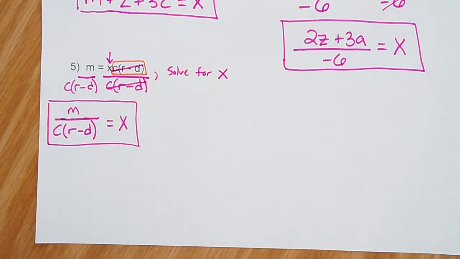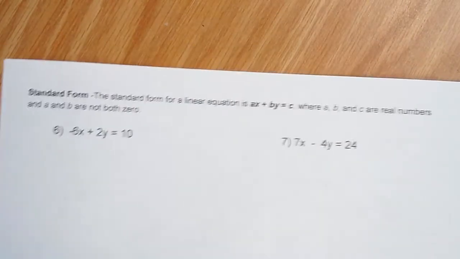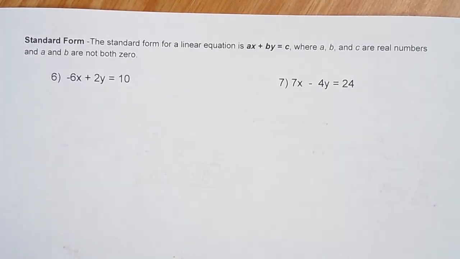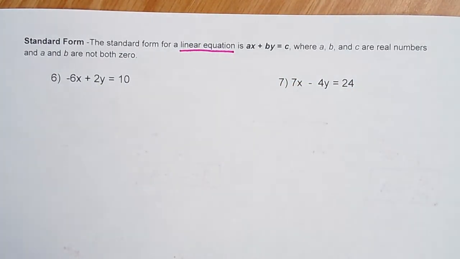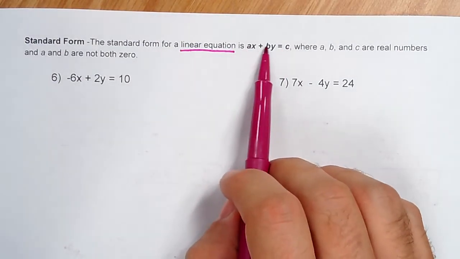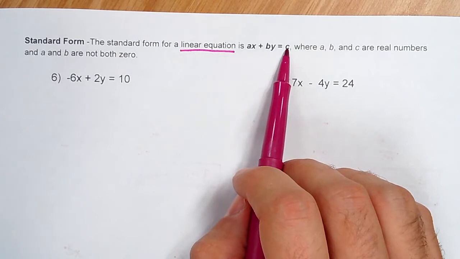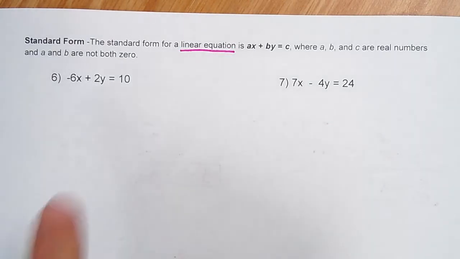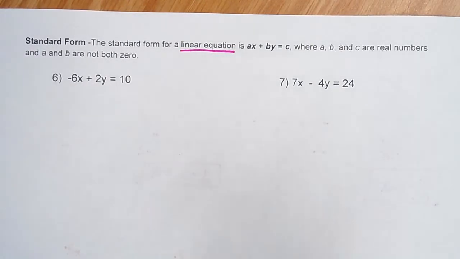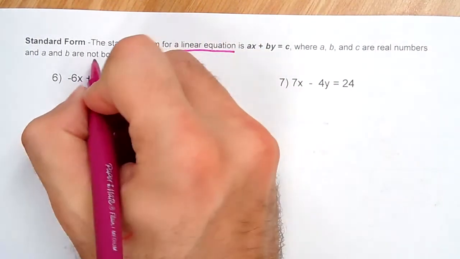So this is kind of an introduction to solving literal equations. A common literal equation in algebra is the standard form of a linear equation. We've talked about what linear equations are: equations that form lines. The standard form is ax plus by equals c, where the values of a, b, and c are real numbers, and a and b are not both 0. So we have 2 equations here in that standard form. Notice they have an x and a y, so they have 2 variables. We're going to solve both of these for y.